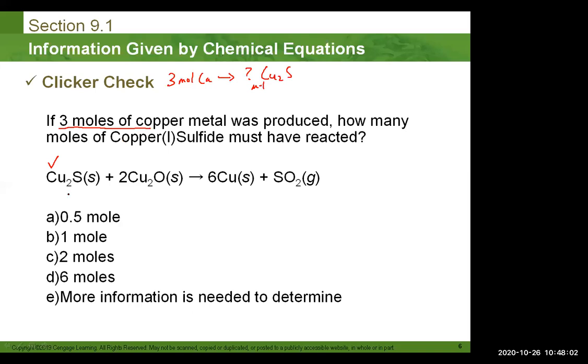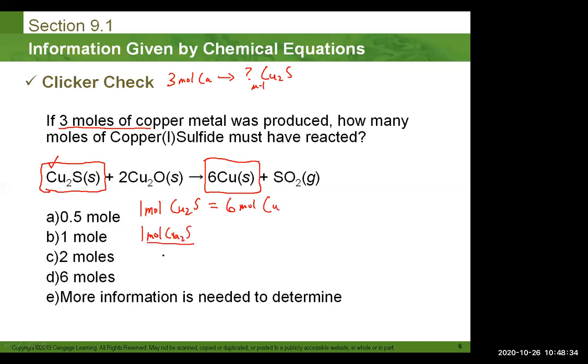So the next thing we want to do is find again our relationship. In this particular case, we're interested in this one. We are starting with this one over here, which is copper. The mole-to-mole relationship that we could get from this equation is for every 1 mole of the Cu2S, we will get out 6 moles of the copper. And again, from that, we could get 2 conversion factors. We could get 1 mole of Cu2S over 6 moles of copper, or 6 moles of copper gives us 1 mole of Cu2S.